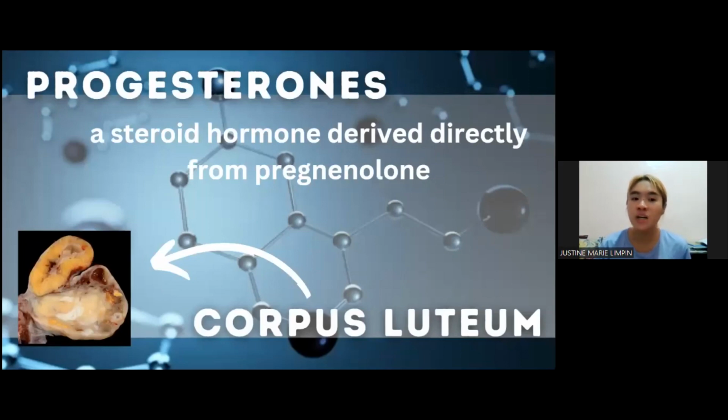Progesterone, a steroid hormone derived directly from pregnenolone. And in this picture, you can see that this is a corpus luteum. It is a precursor for many other hormones. It is a temporary structure in females. It is derived from the ovaries, follicle during the menstrual cycle.